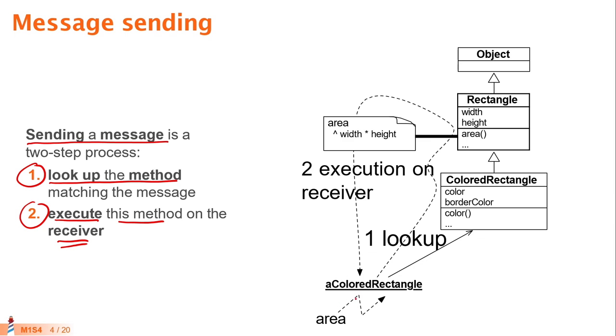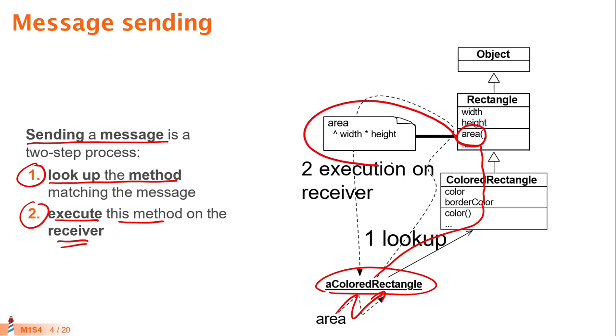Look at this example on the right. When I send the message area to a colored rectangle, I first do the lookup. The lookup searches the methods: is there a method named area? Yes, there is one. I return the method, which is this one, and I apply this method on the receiver. So you see, step one, step two.